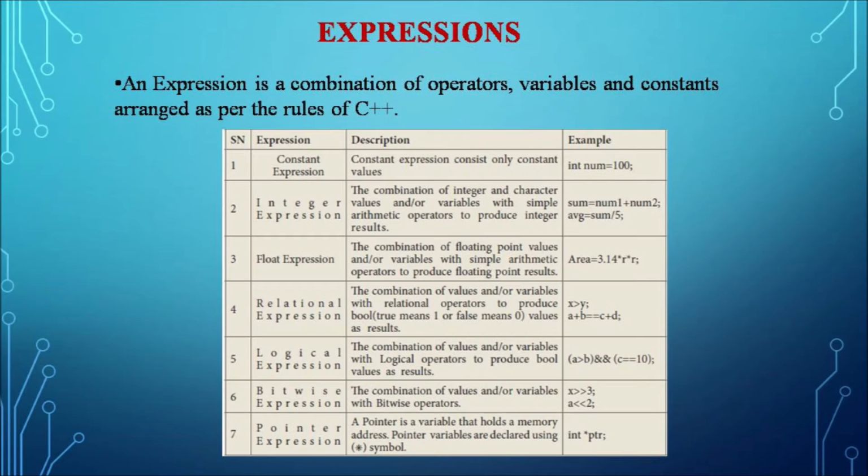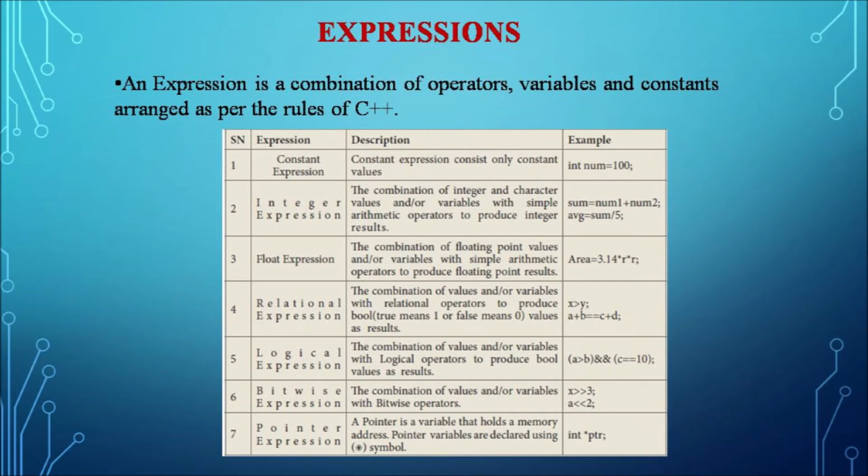An expression may consist of one or more operands and even zero or more operators. So an expression may hold an operator or may not hold an operator. It is not compulsory to have all these three: operators, constants or variables. It may have or may not have. And here there are 7 types of expression given, as you can see in the tabular column. The first one is the constant expression.